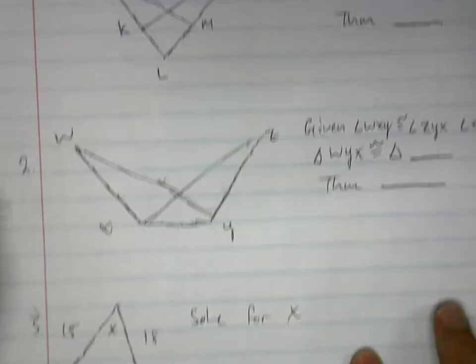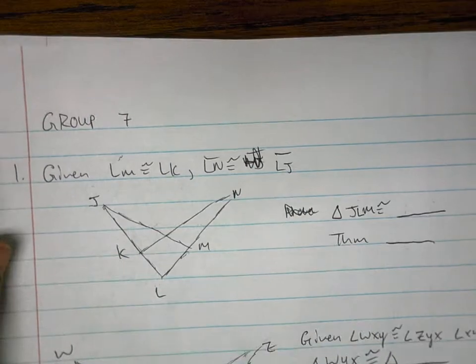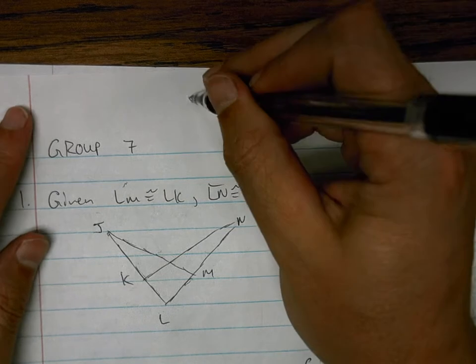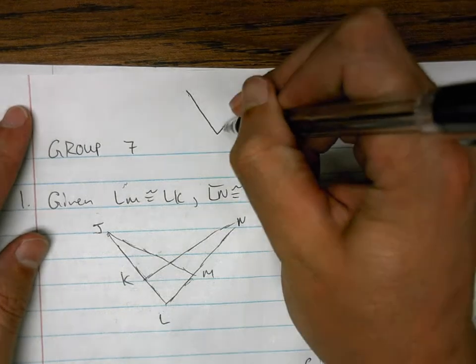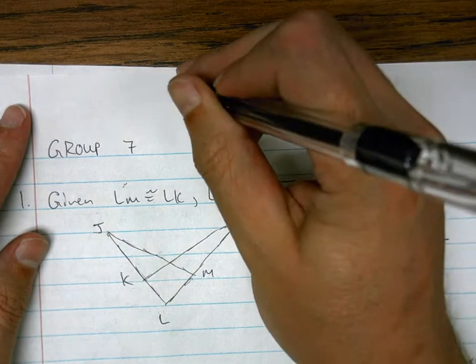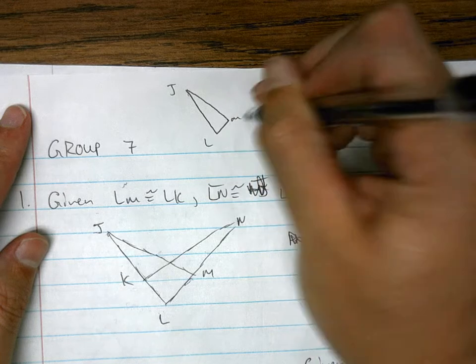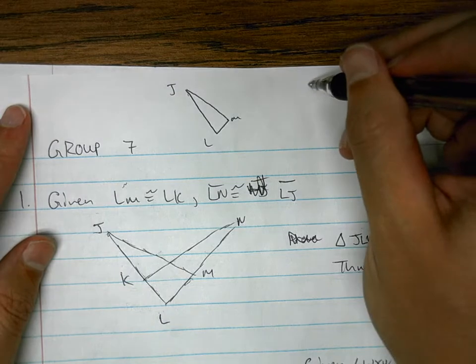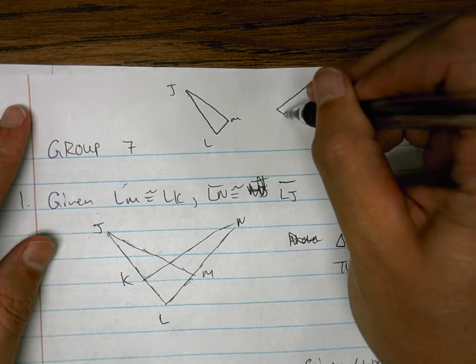Group 7. Given these guys, so we're going to separate them into 2 triangles. We're going to do JLM first. So JLM. And then we're going to do NKL, NKL.